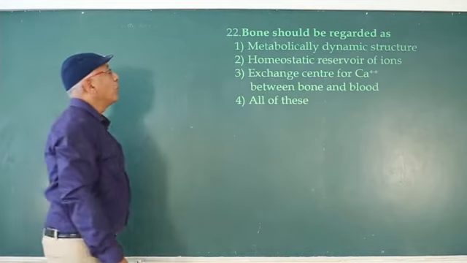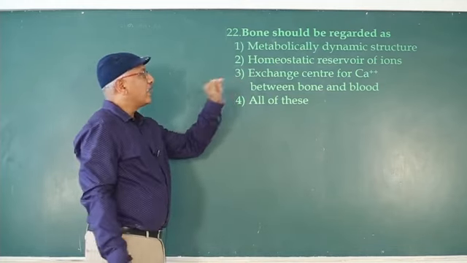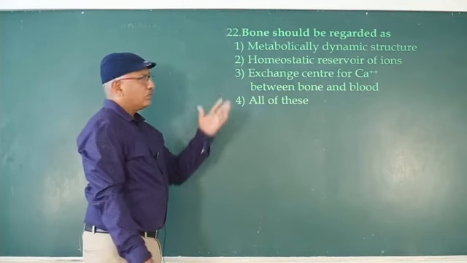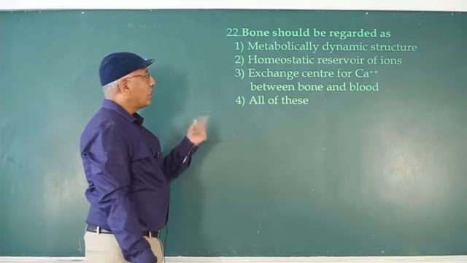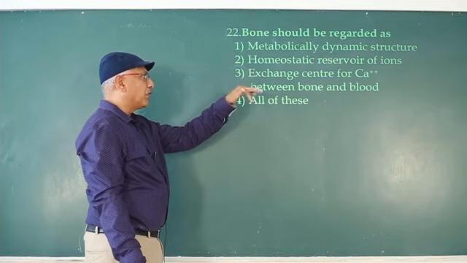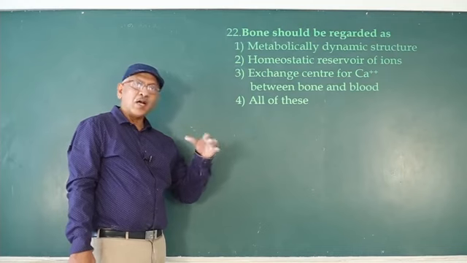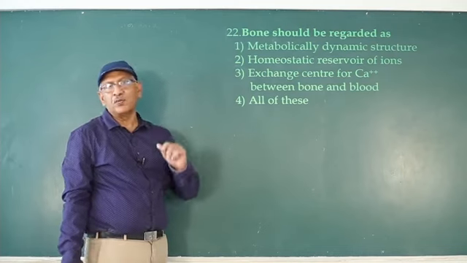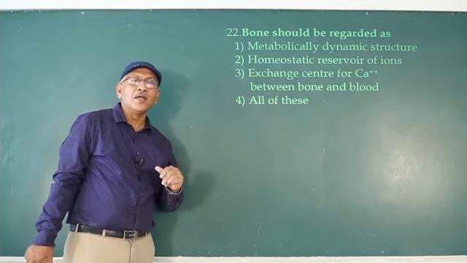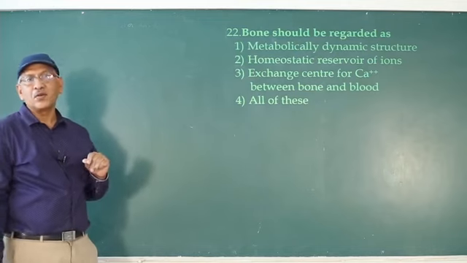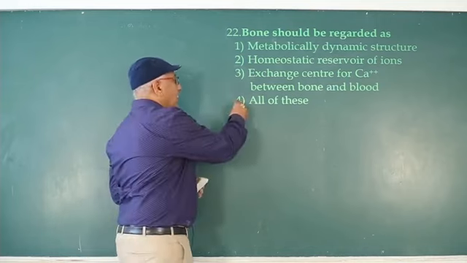Next question. Bone should be regarded as a metabolically dynamic structure, correct? It is a homeostatic reservoir of ions. The ions present are mainly calcium, phosphate, carbonate. It is an exchange center for calcium between bone and blood. We already discussed, if osteoclasts are active, what happens? The osteoclasts remove calcium from the bone and it enters into blood. Also, calcium from blood enters into bone in the presence of the hormone thyrocalcitonin. In this manner, it is an exchange center for calcium between bone and blood. So all are correct.